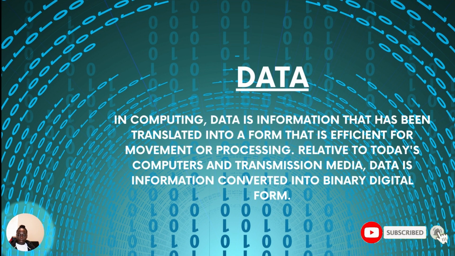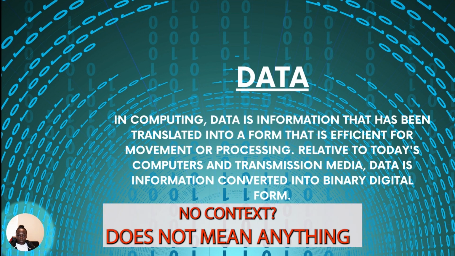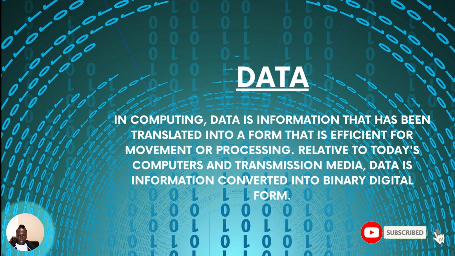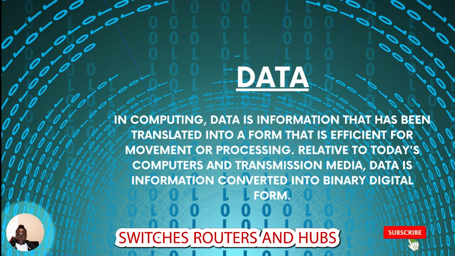Like I said, it's any set of characters that is gathered and translated for a particular purpose. If data is not put into a particular context, then data means nothing to humans or computers. Additional types of data are single character, Boolean, number, floating point, picture, sound, and video. Data passes through mediums such as switches, routers, and hubs.